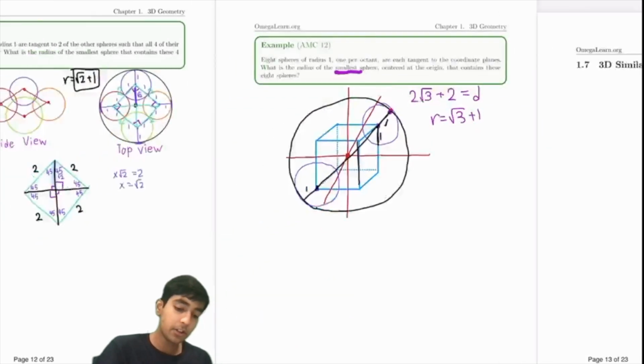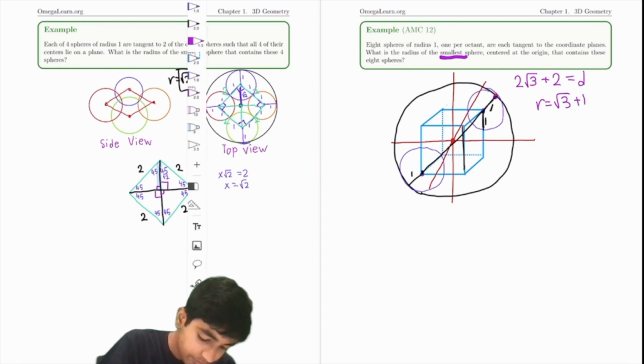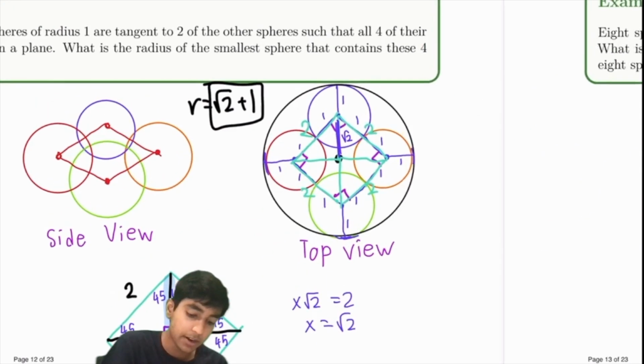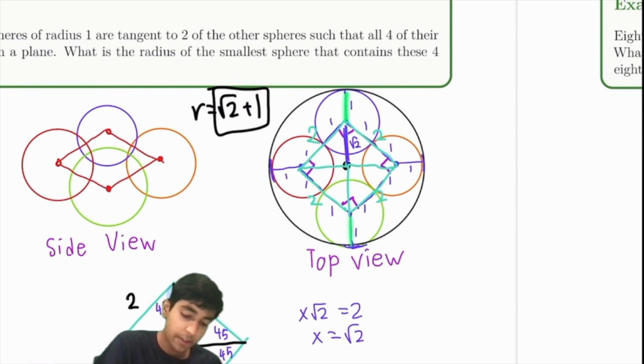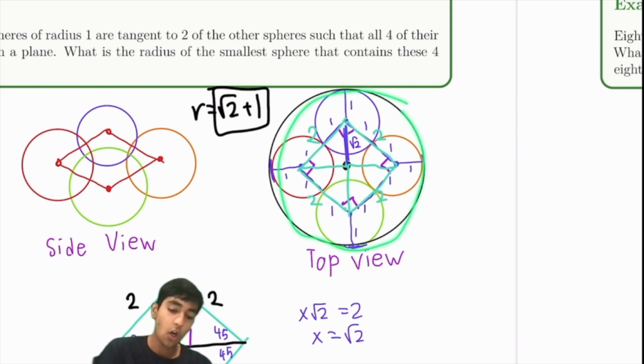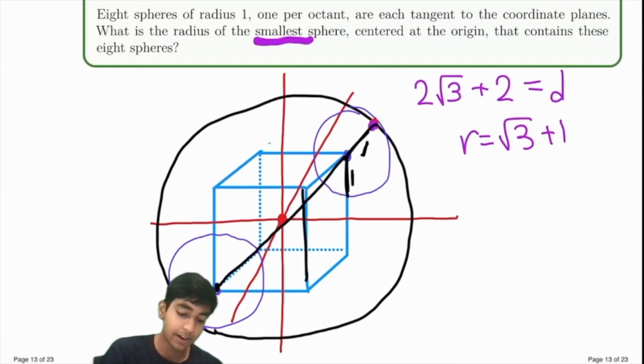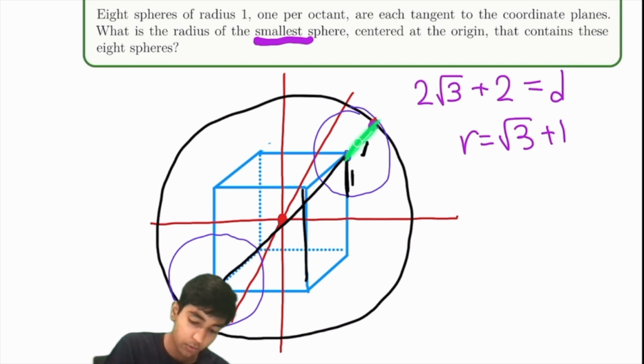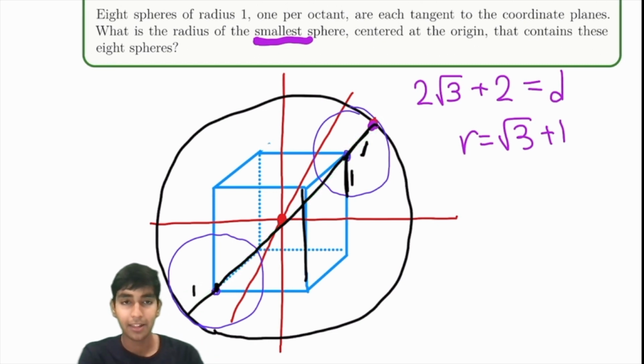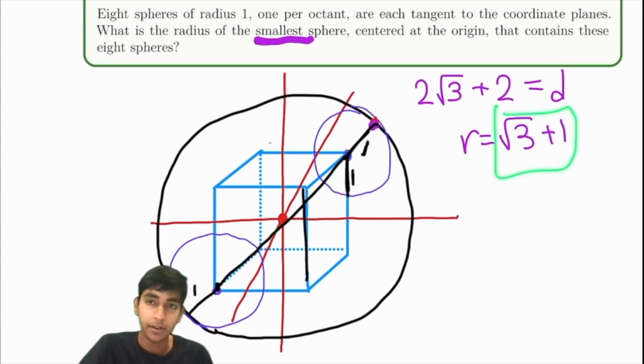Notice how it was very similar to the 4-sphere case, where we had 1, 1 here, and then the diagonal made up the diameter, right? We had a radius here, and then the diagonal of the square, which is this part. And that combined makes up the diameter of the sphere that's around all 4 of the spheres. So in the 3D case, it's very similar. We have a cube, and the diameter of this black sphere is this 1 radius plus the space diagonal of this cube. And yeah, that's it for this problem. The answer is root 3 plus 1.